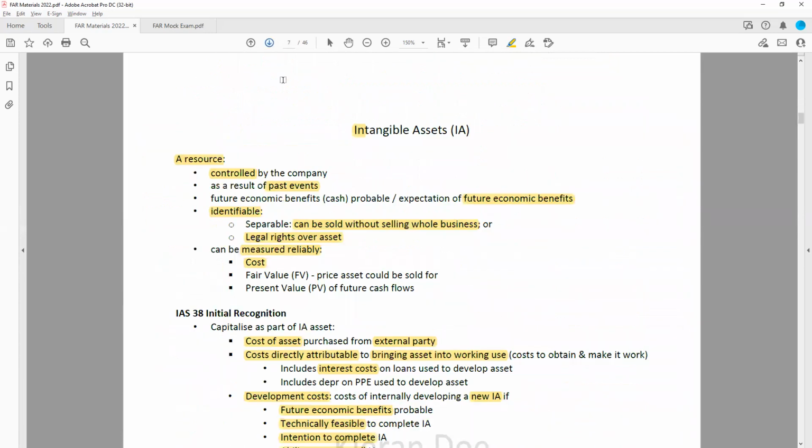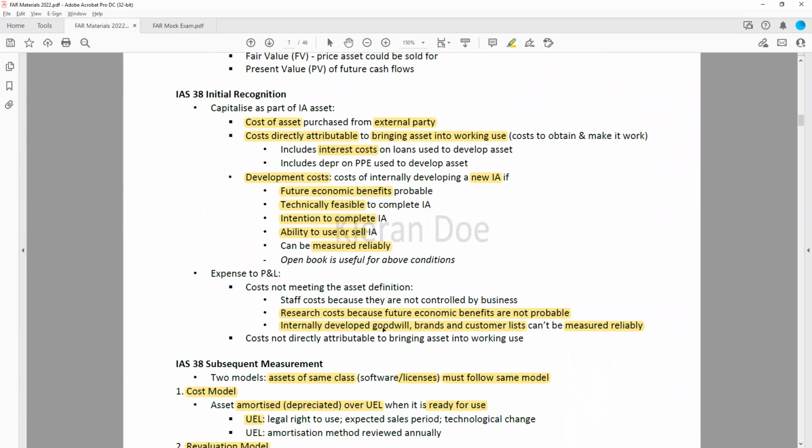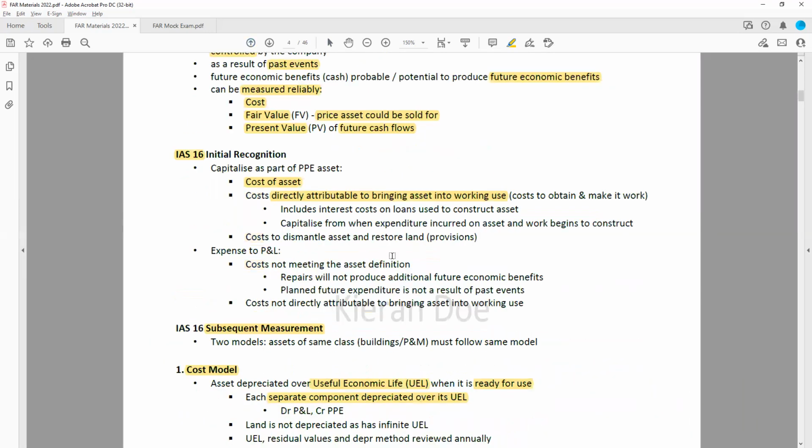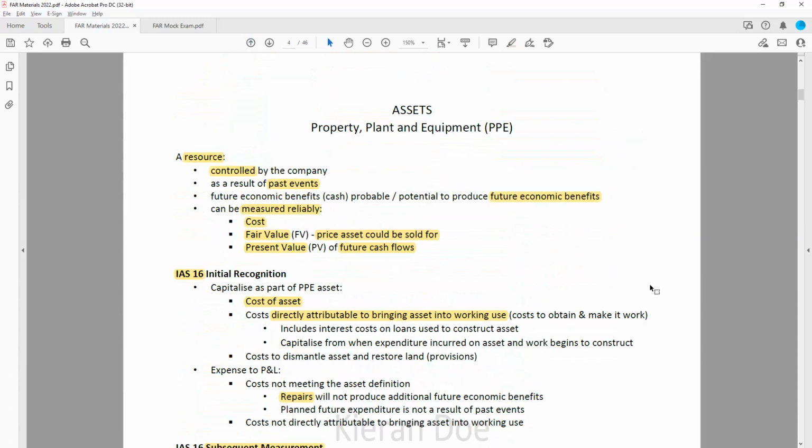And then intangibles: what we capitalize initially, directly attributable costs, etc., and where it gets expensed to the P&L, things which aren't meeting the definition of an asset. Staff costs, they're not controlled, staff aren't controlled by the business. Research costs, no future economic benefits. Internally generated goodwill and brands can't be measured reliably. So you can see here, it all comes back to the definition of an asset. Research won't produce future economic benefits because they're just repairing what was already there. Future expenditure, not a past event. So you can bring it all together there at the end.